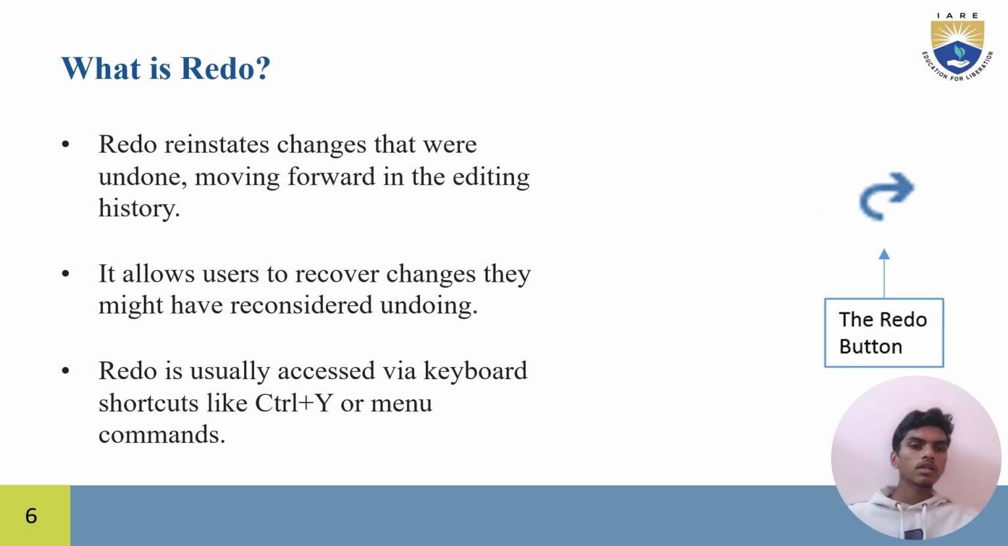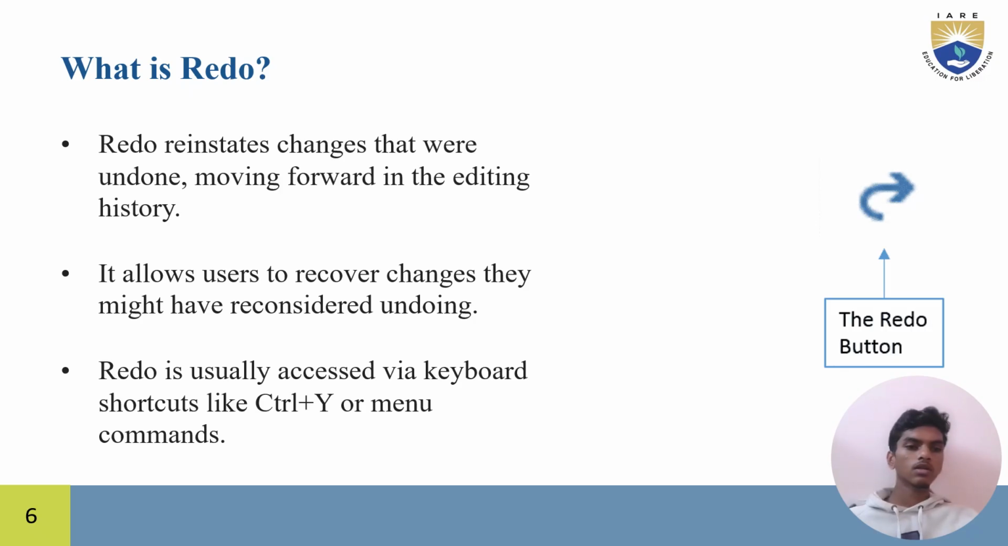Redo restores changes that were undone, moving forward in the editing history. It allows users to recover changes they might have reconsidered undoing. Redo is usually accessed using keyboard shortcuts like Control plus Y or menu commands. And we just now saw how the undo button can be used by Control plus Z, and similarly redo we can use by Control plus Y.